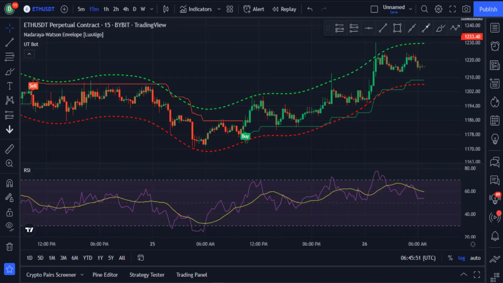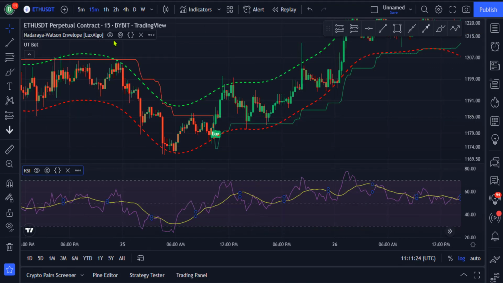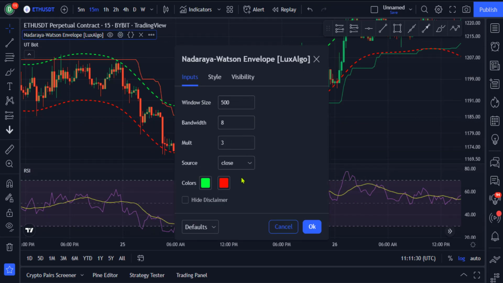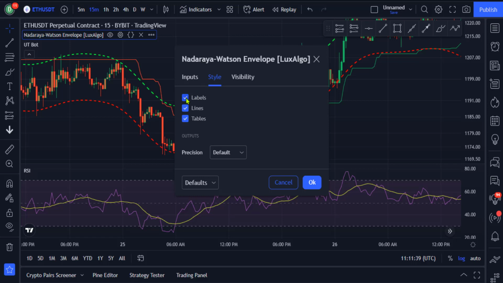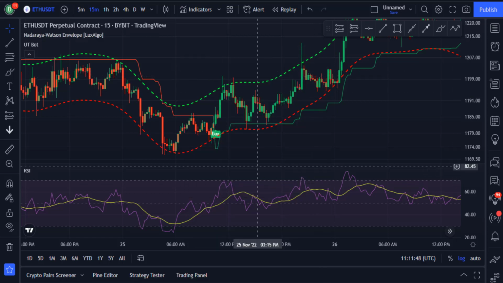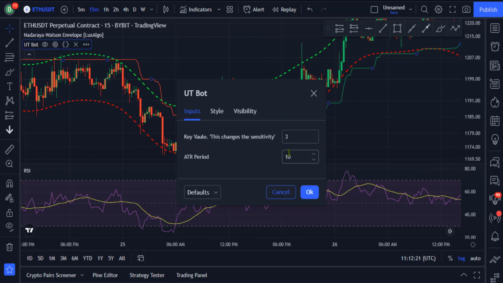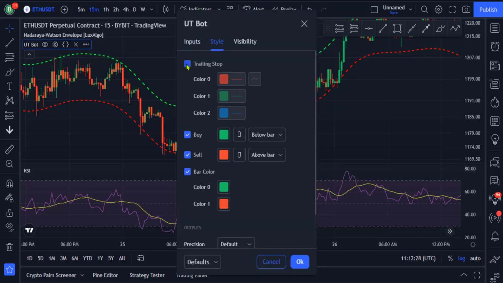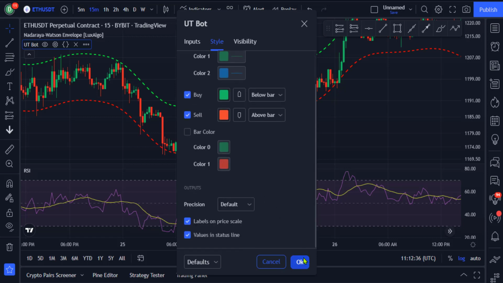Now that we have added all the 3 indicators to the chart, let's clean up the chart and set it up to make it ready for the strategy. So, go to the settings of the Nadaraya-Watson envelope. You will leave these settings in the input section to its default setting. Then, go to the style section and uncheck this labels and tables options, and click OK. Now, go to the setting of the UT bot indicator, and on the input section, you will also leave this key value and the ATR period to their default settings. Then, go to the style section and uncheck this trailing stop and the bar color and click OK.